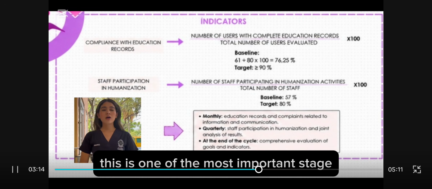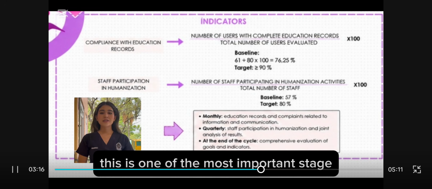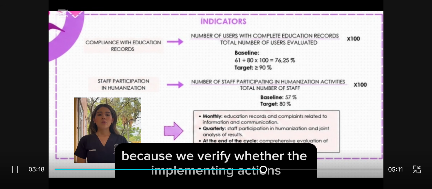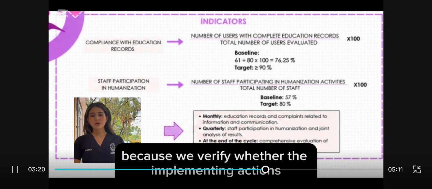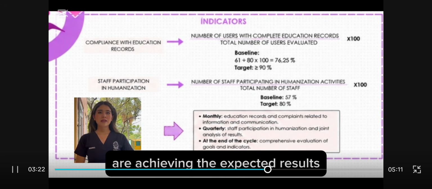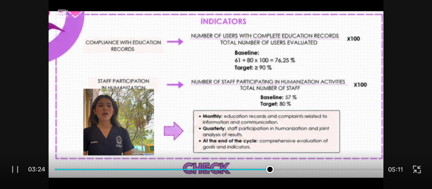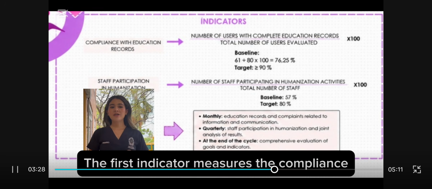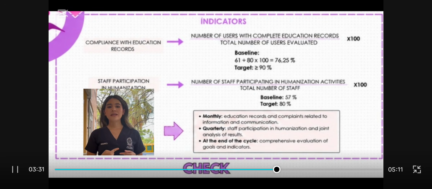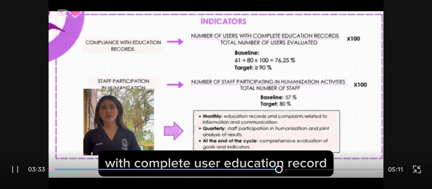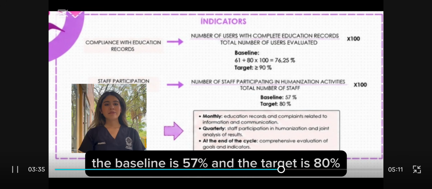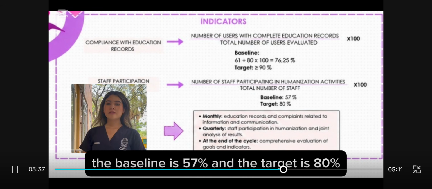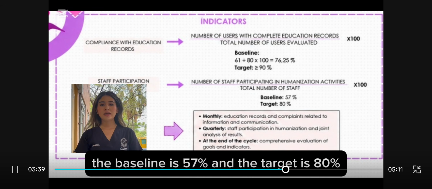This is one of the most important stages because we verify whether the implemented actions are achieving the expected results. We have two main indicators. The first indicator measures the compliance with complete user education records. The baseline is 57% and the target is 80%.